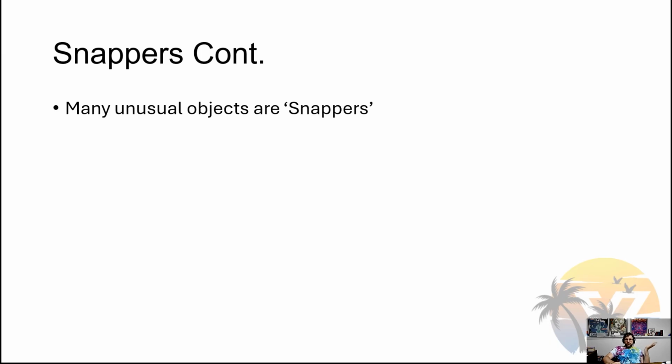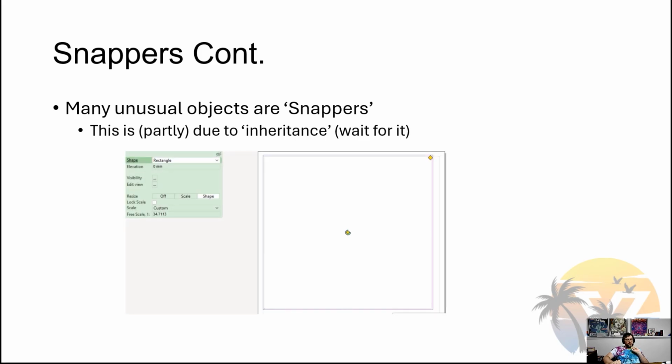There's a lot of unusual objects that are snappers. This is due to that inheritance thing that I was talking about before. Like I said, hold on, we'll get to it. But viewports are actually a snapper. So these little viewports that you put into your paper space to see something are a snapper. And I just said paper space. What's a space? A space is where a snapper can be placed.